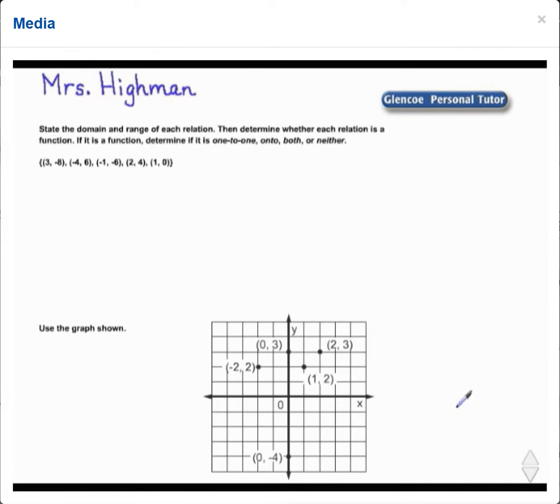State the domain and range of each relation. Then determine whether each relation is a function. If it is a function, determine if it is one-to-one, onto, both, or neither.